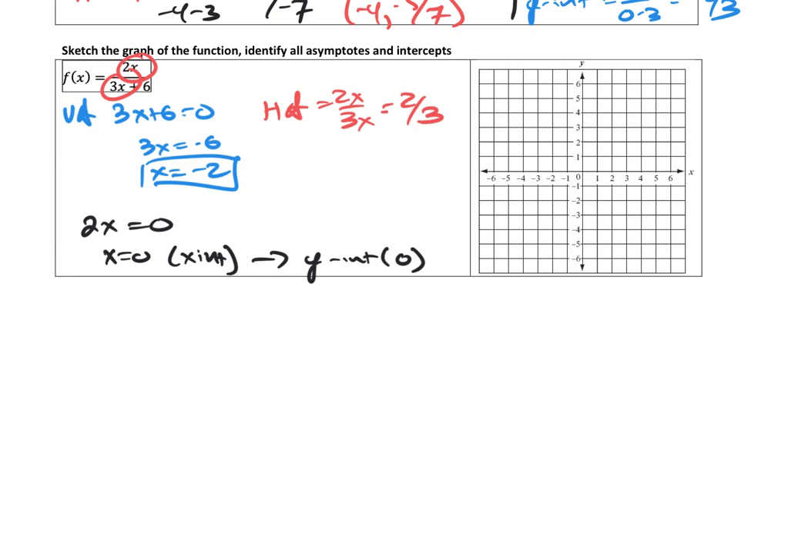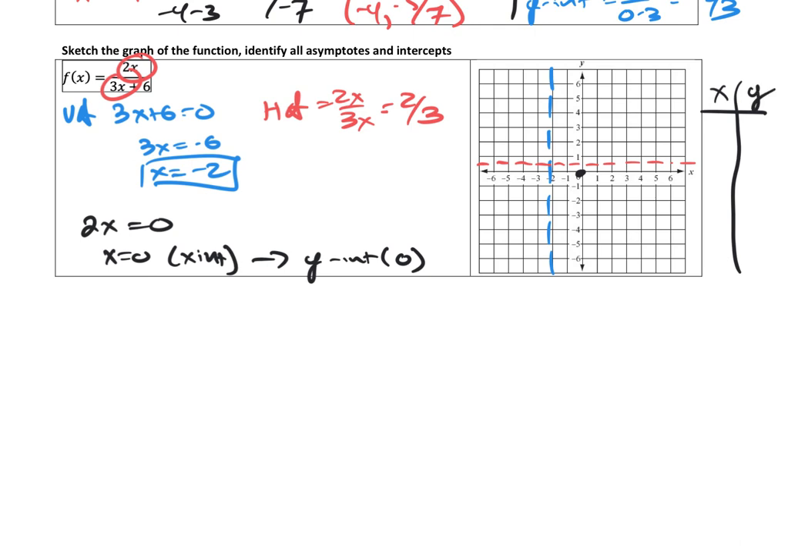Okay, I'm going to sketch what we know here. I have x is equal to negative 2 for my vertical asymptote. I have y is equal to positive 2/3, which is a little difficult to sketch. Could be about here. And then for my point, I know that I have an x-intercept and a y-intercept both at 0.